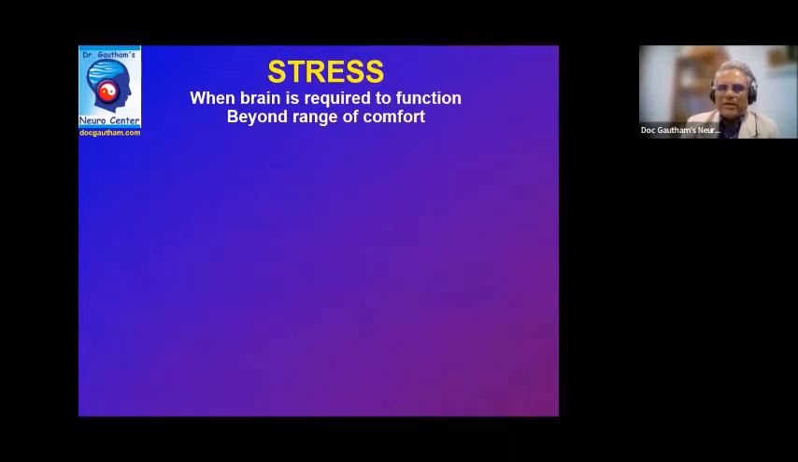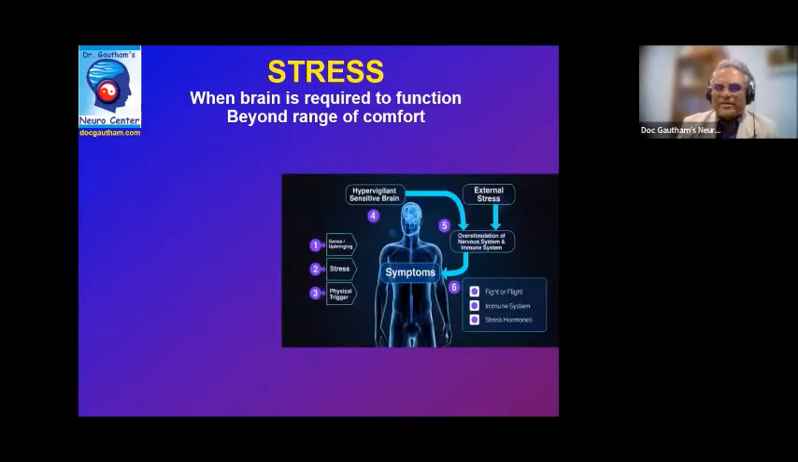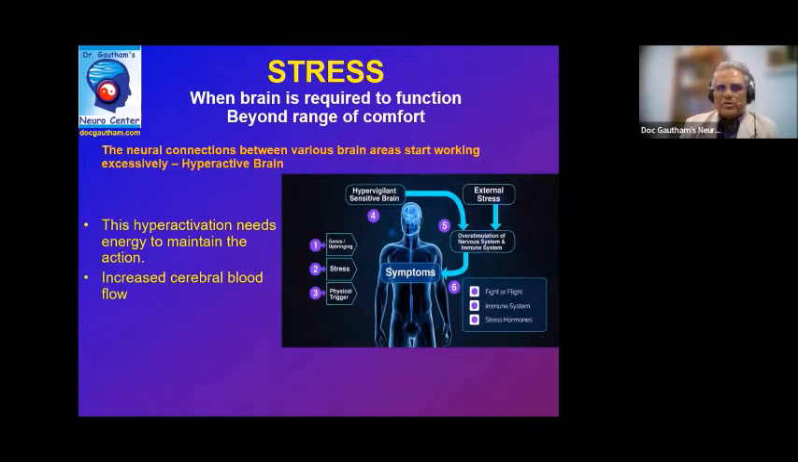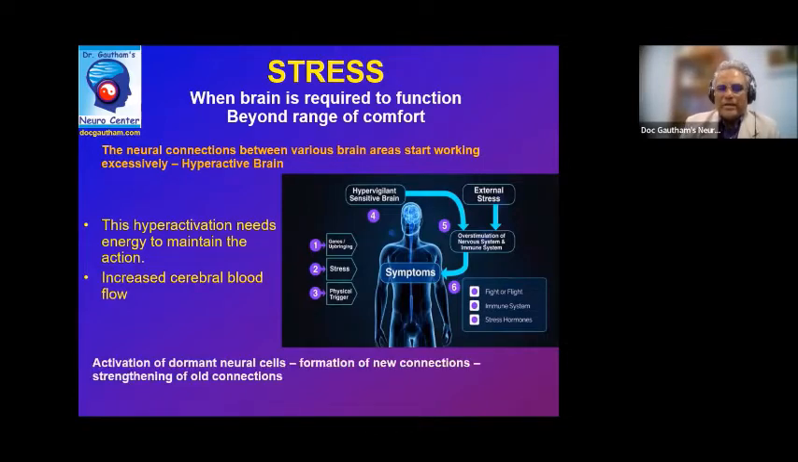When the brain is required to function beyond the range of control of factors around us, that is called stress. Whenever there is stress, the brain begins to overreact. The brain becomes hypervigilant. The neural connections between the various brain areas start working excessively, and the brain functions hyperactively. This hyperactivity requires energy to maintain, and the energy is given by glucose. The processors of the energy are the mitochondria within the cell. There is also an increase in the cerebral blood flow, and activation of various circuits within the brain.